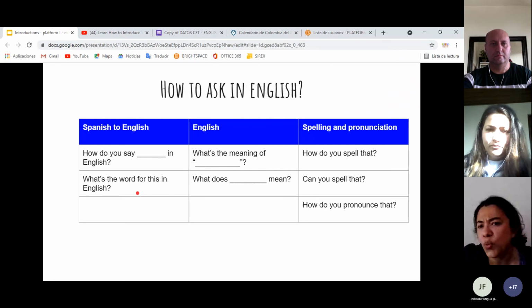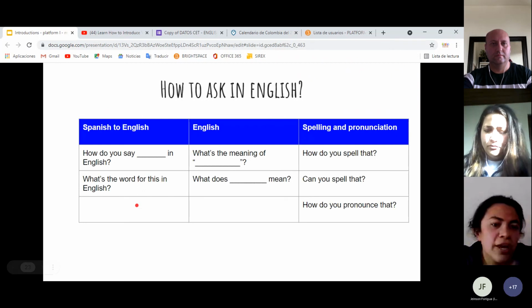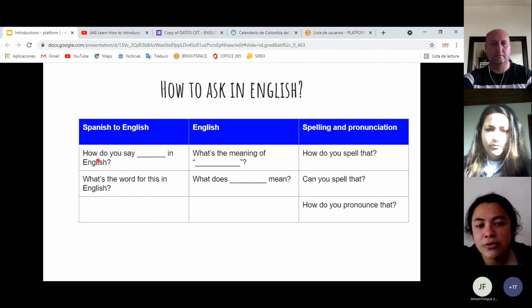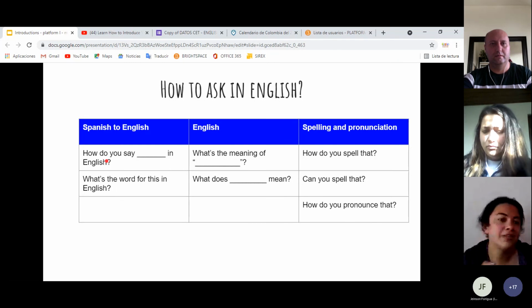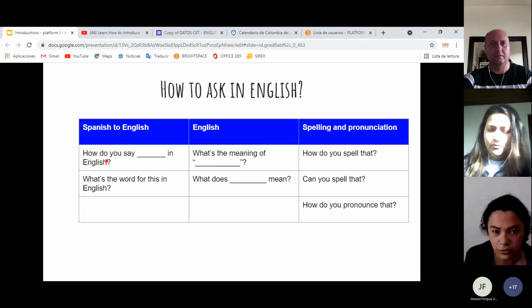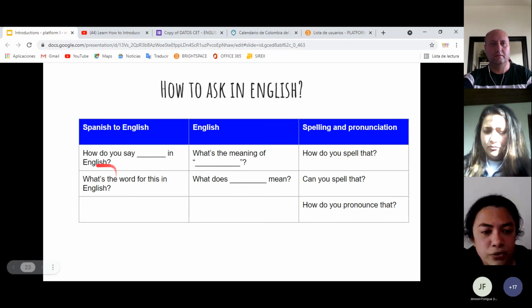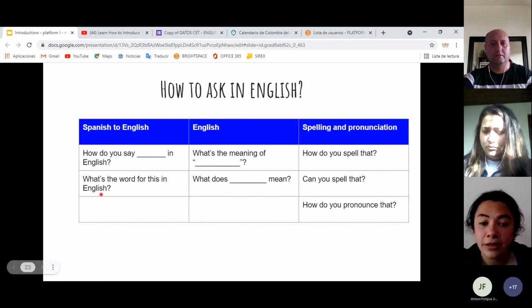If you don't know the word in English, you know the word in Spanish, which is what usually happens, you can use the question, but please take into account that if we use how do you say gancho in English, the person does need to know Spanish. If we say it to a person that does not speak Spanish, they are not going to answer. Or you can use this one: what's the word for this in English?